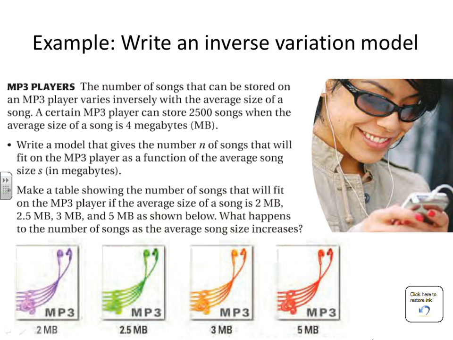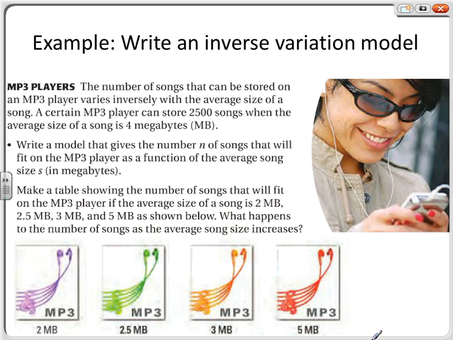Okay, word problems, our favorite. MP3 players. The number of songs that can be stored on an MP3 player varies inversely with the average size of a song. A certain MP3 player can store 2,500 songs when the average size of a song is 4 megabytes. Write a model that gives the number n of songs that will fit on the MP3 player as a function of the average song size s. So they told me that n varies inversely, so I have my constant of variation, and I'm going to divide by s. So there's my equation.